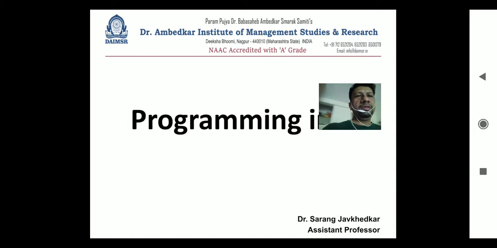Hello everyone. In the last session we learned what an algorithm is and what a flowchart is for addition of two numbers. Today we are going to write a program to add two numbers inputted by the user, and understand each and every line along with their notations and syntax.